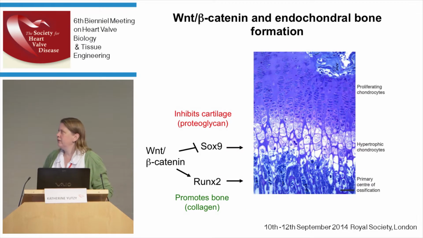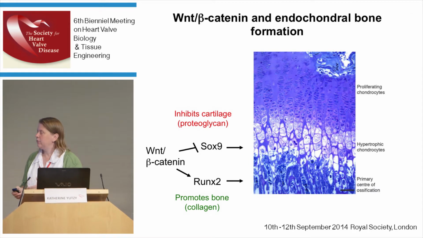The pathway that we've really focused on here is the Wnt beta-catenin pathway, and then going back into what happens during normal skeletal development. We know that in this zone of transition between cartilage and bone, the Wnt pathway is involved in repressing SOX9, so it inhibits cartilage formation, and it activates RUNX2, and it promotes bone formation.